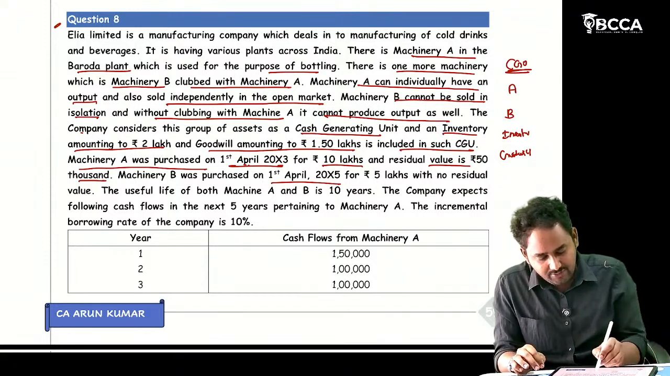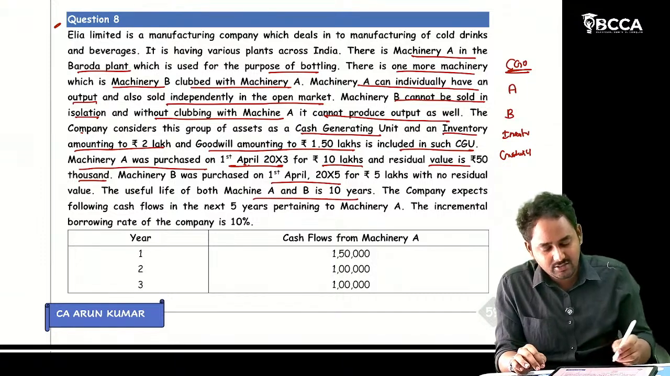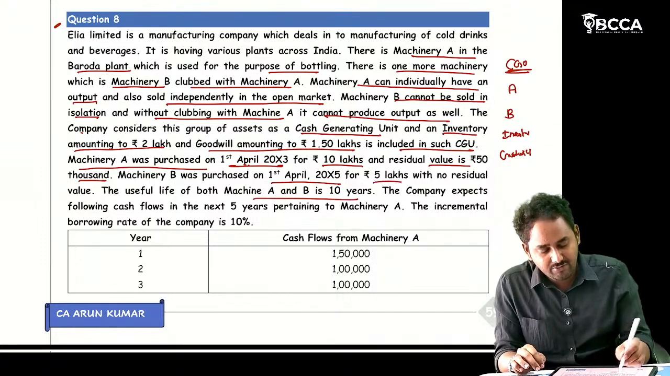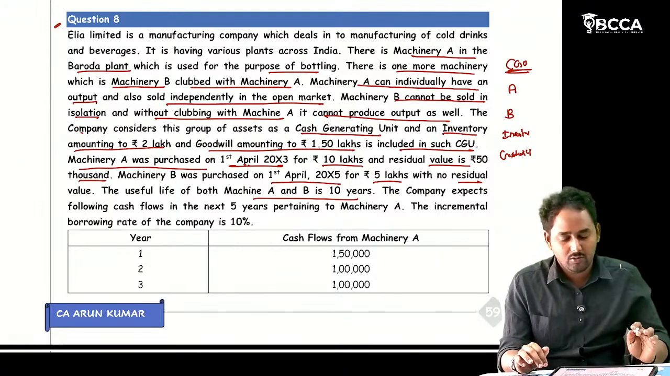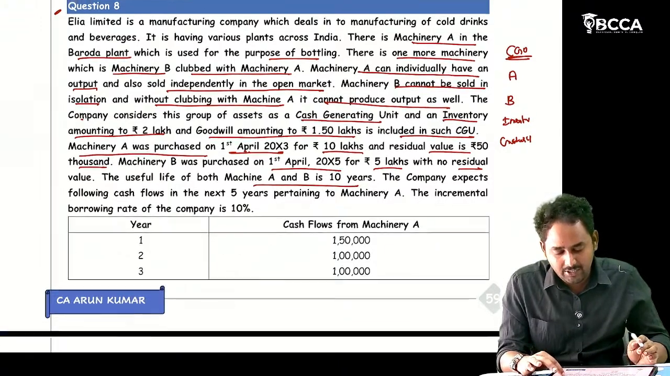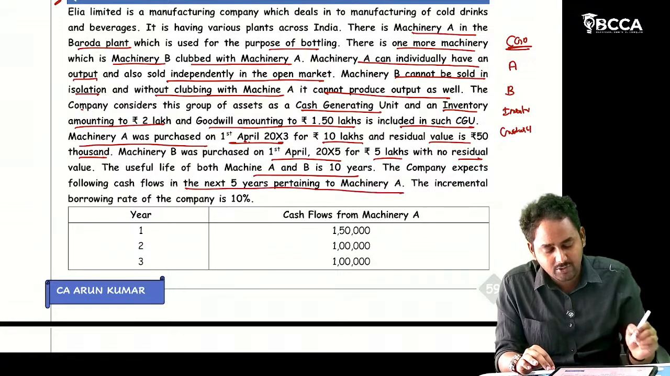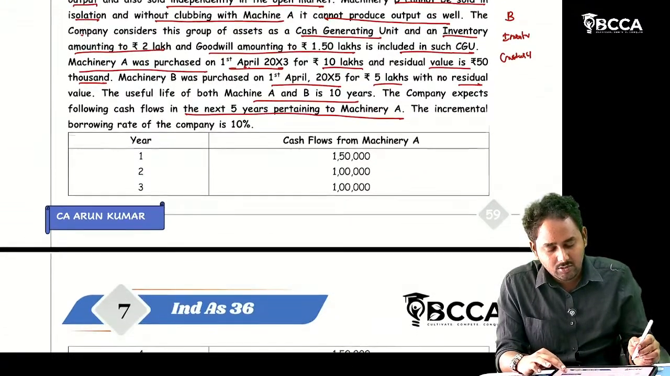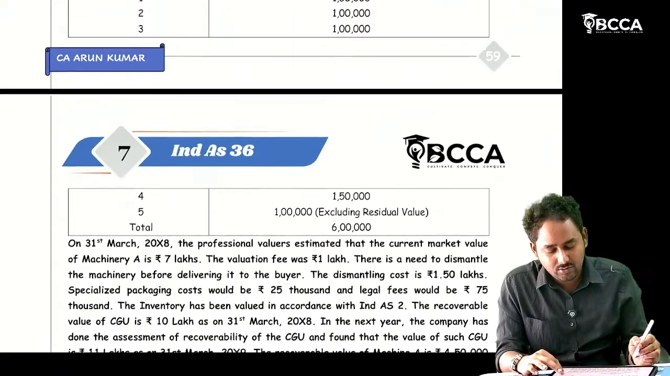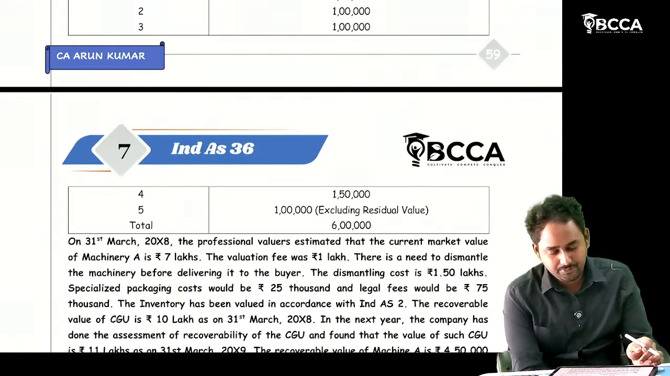The useful lives of both machinery A and B is 10 years, and machinery B is purchased for 5 years and has no residual value. Then the company expects the following cash flows in the next 5 years pertaining to machinery A. So these are the cash flows. Okay.